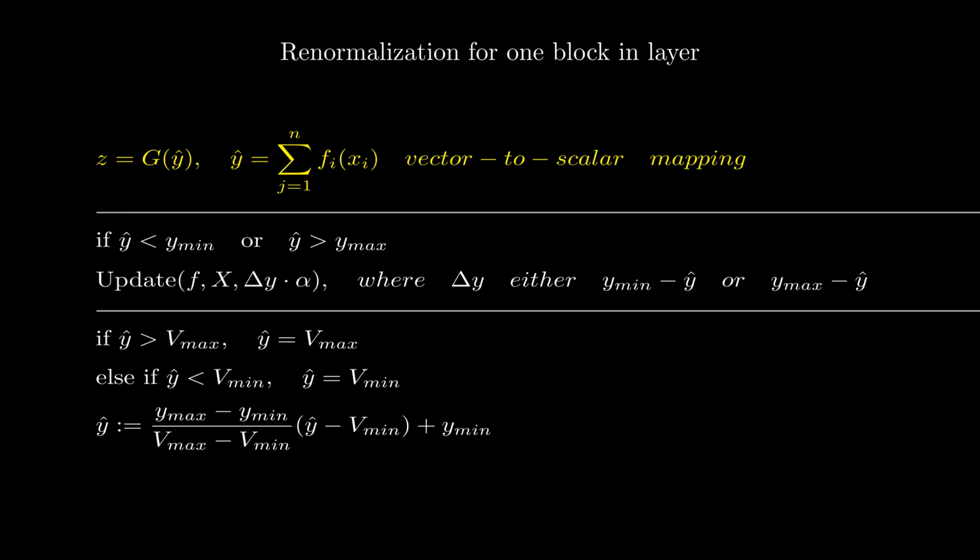2 possible approaches are shown here. The first method applies an additional update operation whenever the computed value of y-hat falls below or exceeds the allowed limits of the domain. The second method maintains adapted domains for each block using variable minimum and maximum limits, followed by a simple linear mapping into the fixed domain of the upper layer. The pseudocode for this approach is presented in the lower section of the slide.